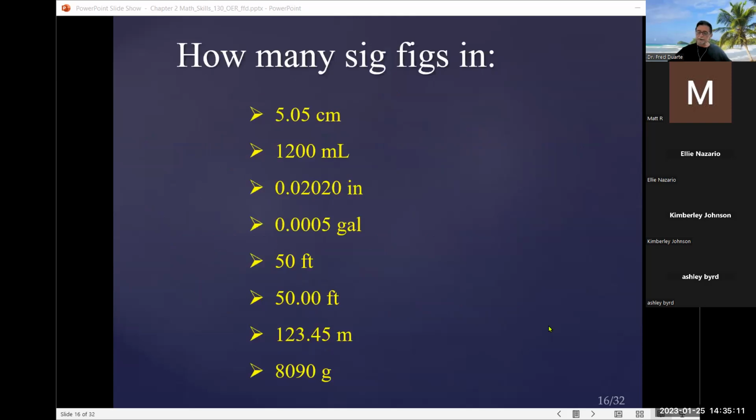And then let's take a look at these, and then we're about halfway done. We'll call it a day. All right, so let's take a look at the first one.